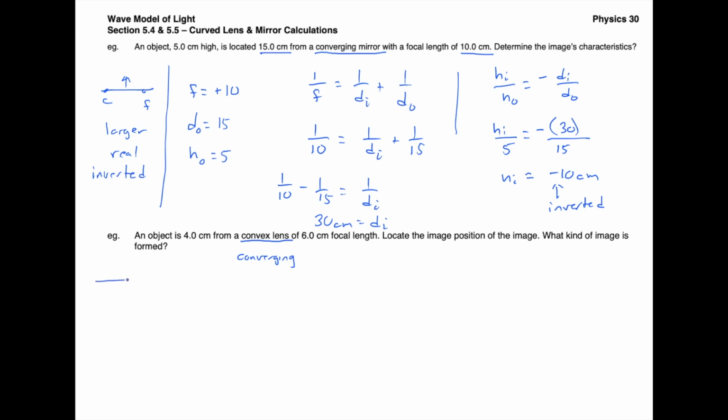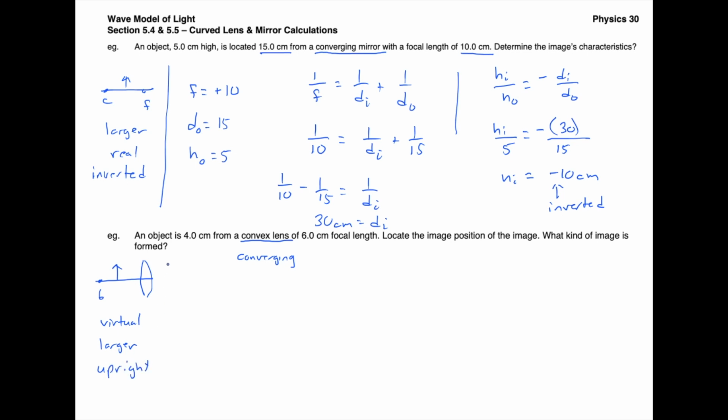Now this one here, my focal point is going to be 6 centimeters away, and my object is going to be 4 centimeters away. And so, looking at my lens over here, I have my focal point at 6 centimeters, my object is at 4, so I must be inside that focal point. And remember, for all of those ones, it's going to give me that virtual image. It's going to be larger, and of course upright, because it's that virtual image.